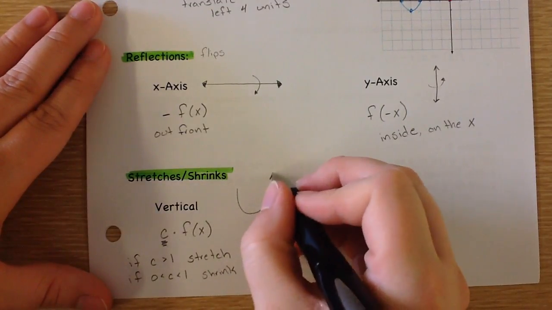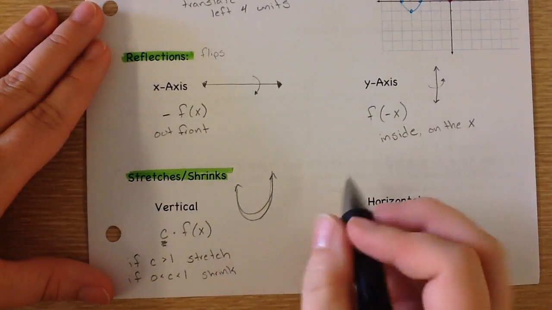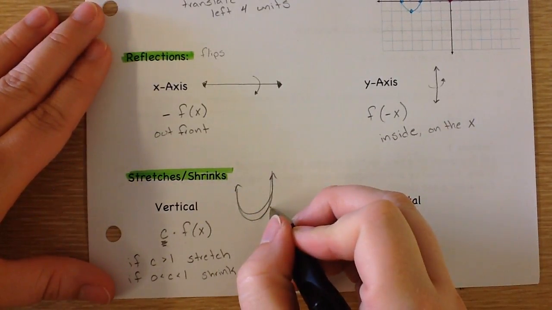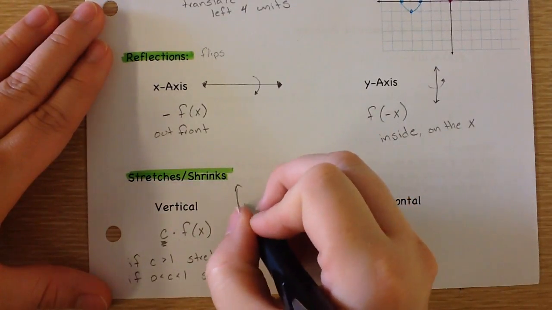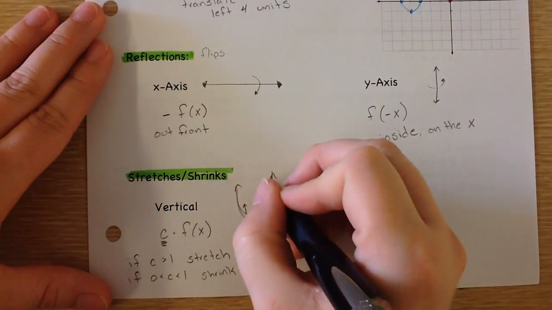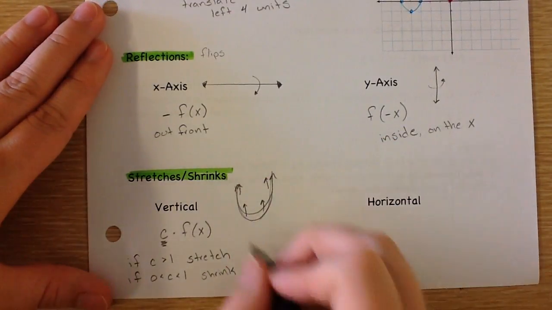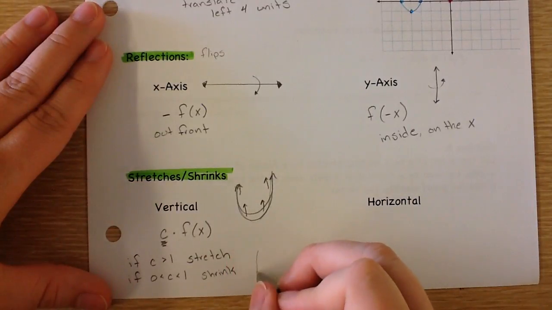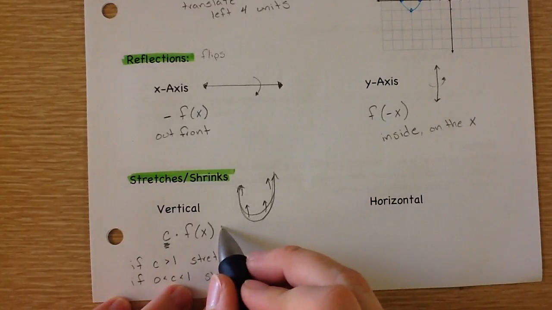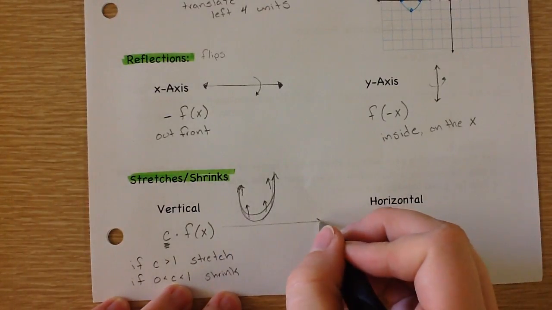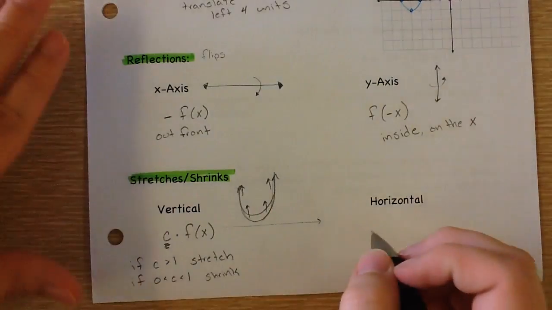So if I have my function, let's just do, oh, that's a horrible parabola. Let's draw a little better. What a vertical stretch is doing is taking all of my points and pulling them that many times straight up. So that's a stretch. If it's a shrink, it's going to pull them all down towards the axis. So here's my axis. It's going to pull them that many times closer.